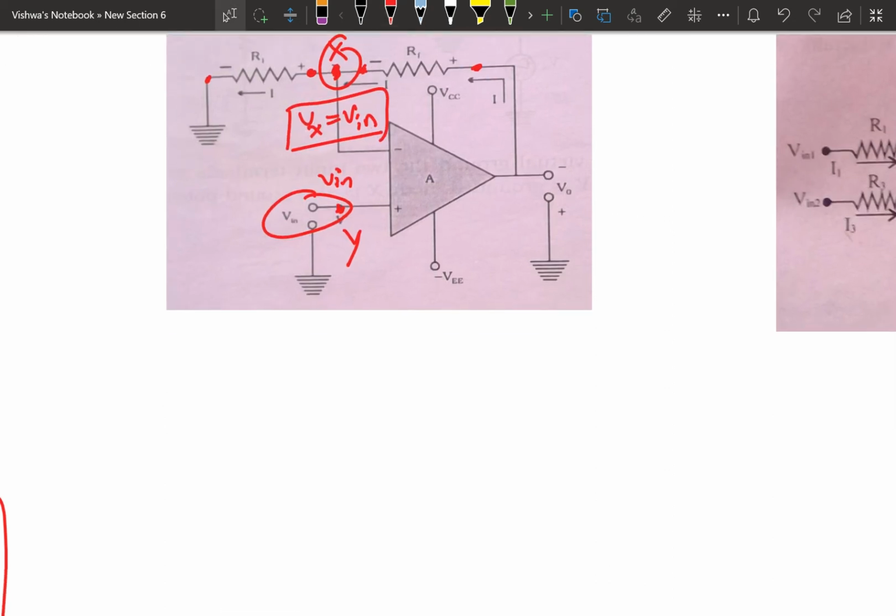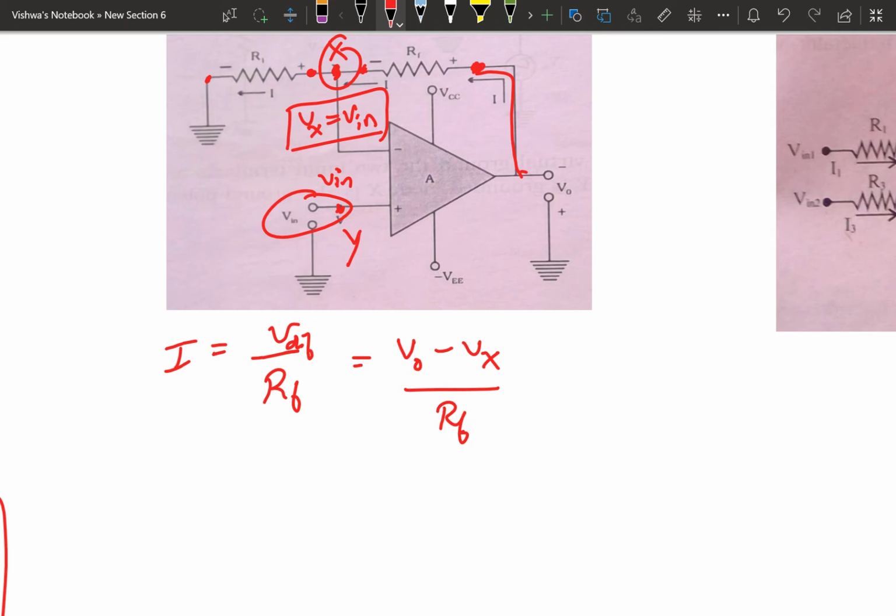Now the current through resistor RF, I, is equal to the potential difference divided by RF. Here the potential difference means across this resistor. This is at the potential of the output, V out, minus the potential of Vx, divided by RF. So I is equal to (V out minus Vx) divided by RF, which is (V out minus V in) divided by RF. Call this equation number 1.